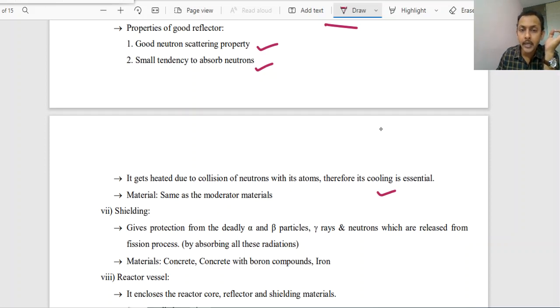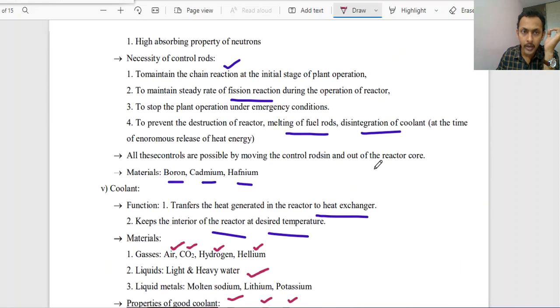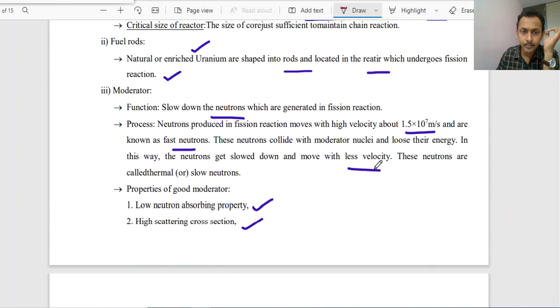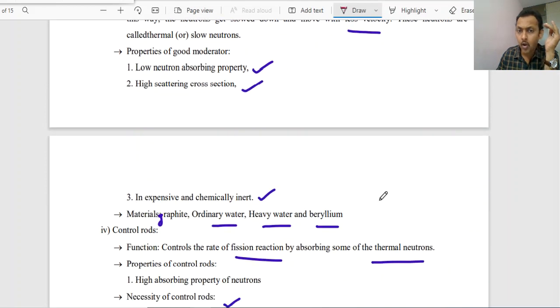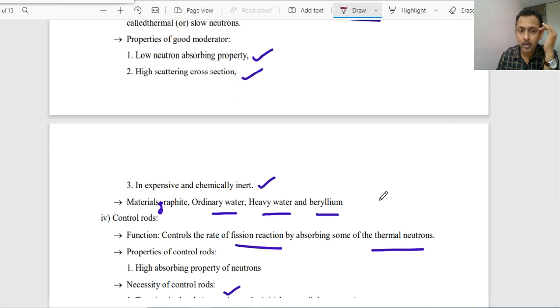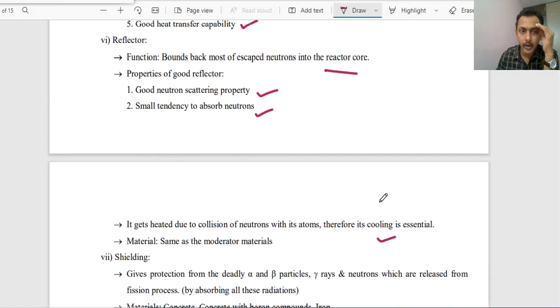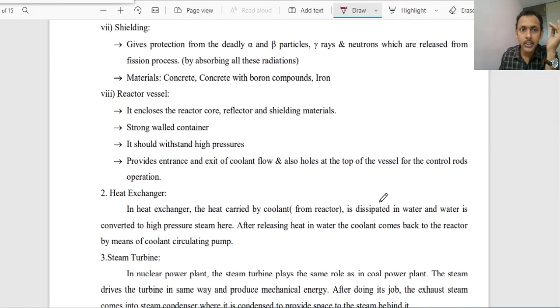Coming to the materials, the same materials we used for moderator, like ordinary water, heavy water, beryllium and graphite, are to be used for the reflector. Coming to the shielding, it gives protection from the deadly alpha, beta and gamma rays and neutrons which are released from the fission process.